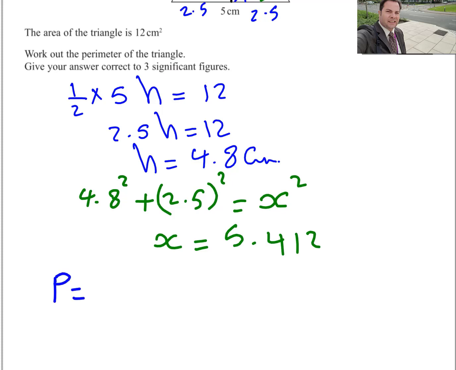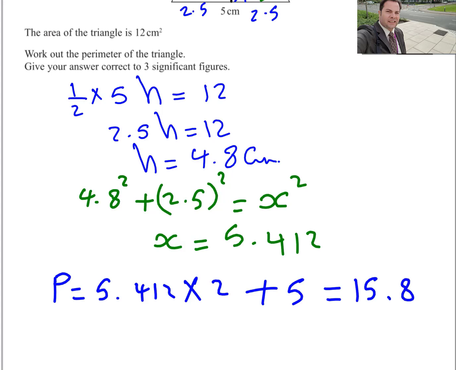is equal to 5.412 multiplied by 2, because we have two values for x, plus 5, then find the total. Plus 5. So the answer is 15.8, corrected to 3 significant figures, 15.8 centimeters.